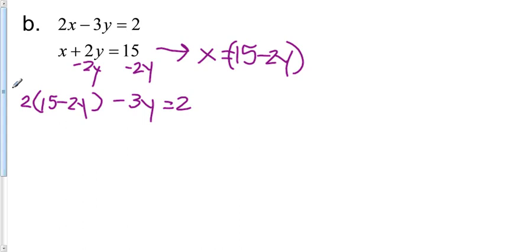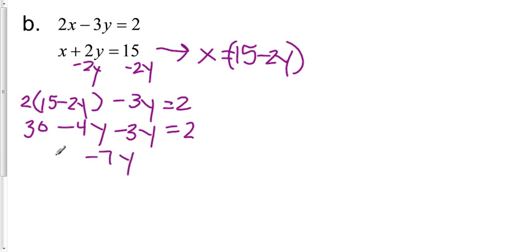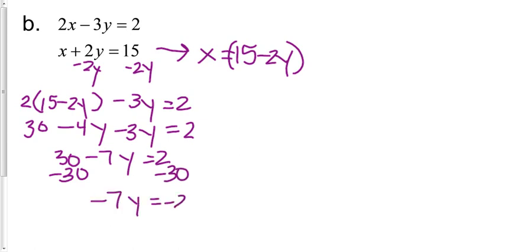Distributing gives me 30 minus 4y minus 3y equals 2. Combining the y's together, -4 minus 3 is -7, so -7y. Now we've got 30 minus 7y equals 2. I'm going to subtract 30 from 2 to get -7y equals -28. And then divide both sides by -7. And we're dividing 2 negatives here, so y is going to become +4.